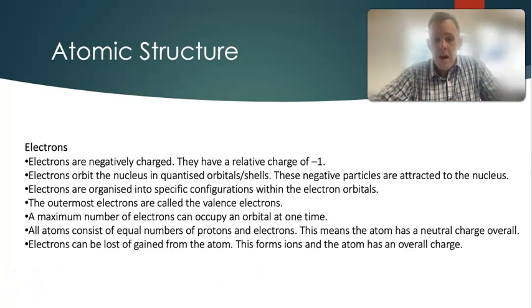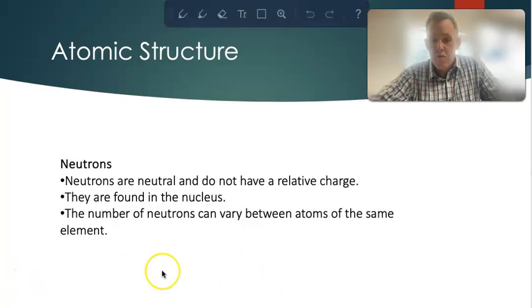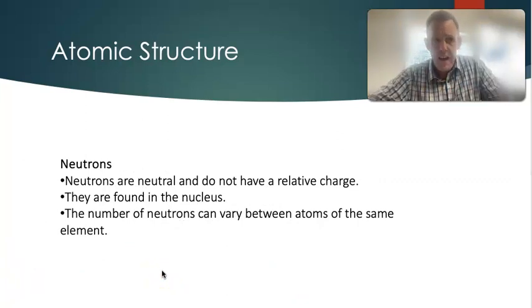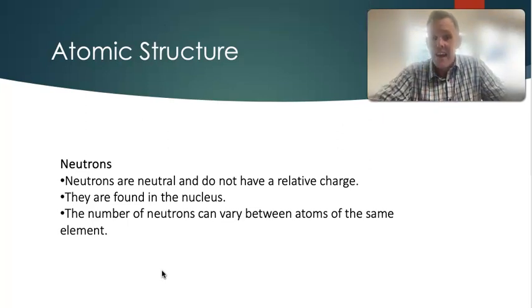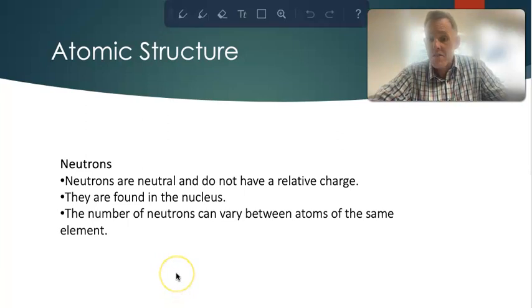Okay. We then have our neutrons. They have no charge, so if we're looking at a relative charge, it's 0. Found in the nucleus, and they can vary between atomic structures and give us what are called isotopes, and we'll have a look at isotopes later on in this video. But let's have a look at a couple of things that we can use this information to work with.